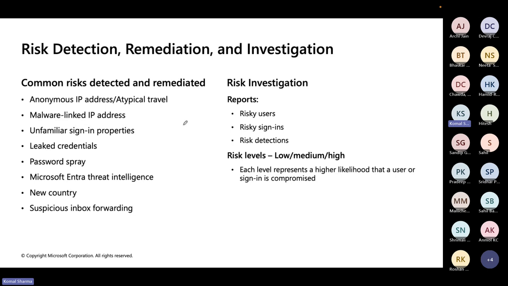There are different types of risk. Anonymous IP address is when a sign in is from an anonymous IP address, for example, an anonymous browser or anonymizer, VPNs and so on. Second, atypical travel, where the sign in is from an atypical location based on the user's recent sign ins. Malware linked IP address is a sign in from a malware linked IP address. Unfamiliar sign in properties is a sign in with properties we have not seen recently for the given user.